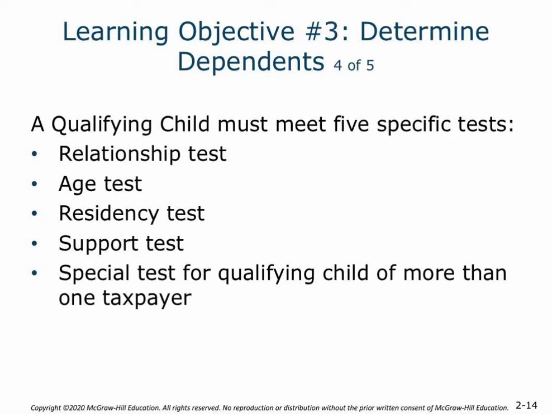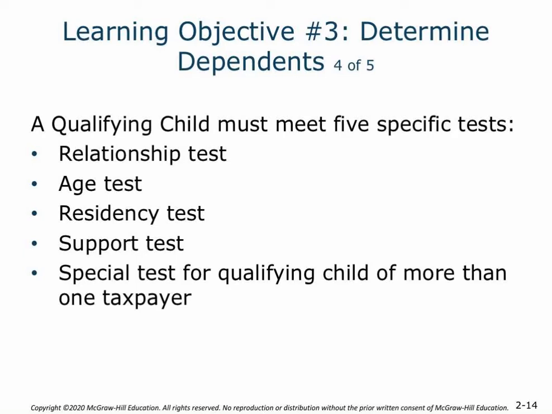The second test here is going to be an age test, and here the child must be either under the age of 19 or under the age of 24 and a full-time student. And the full-time student is going to be in school full-time for any part of each of the 5 calendar months during the calendar year. And then if you're totally or permanently disabled, then you will be deemed to meet the age test regardless of age.